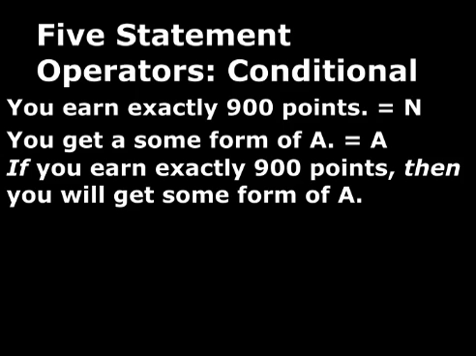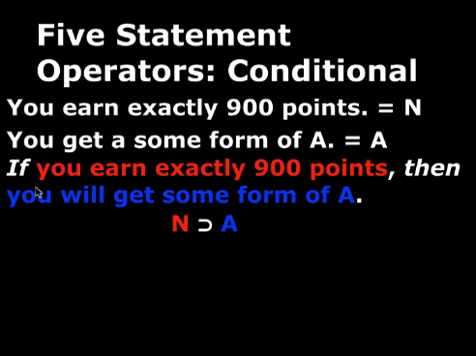The symbol we're going to use to symbolize a conditional is the horseshoe. So in this case, this would be N horseshoe A. Okay. So you earn exactly 900 points. That was N in red. You get some form of A in blue. That was A. So we have N horseshoe A.